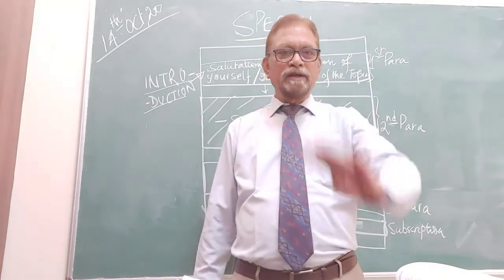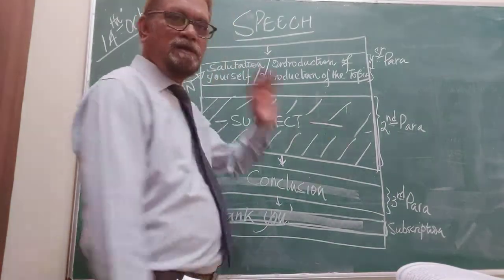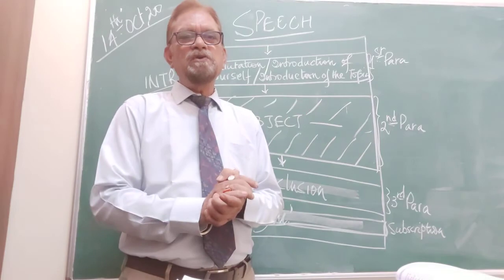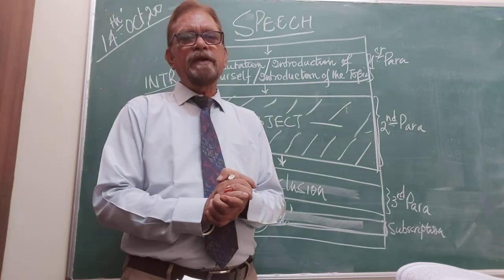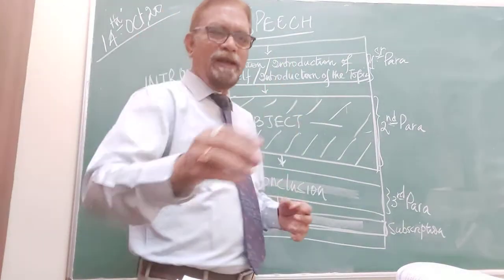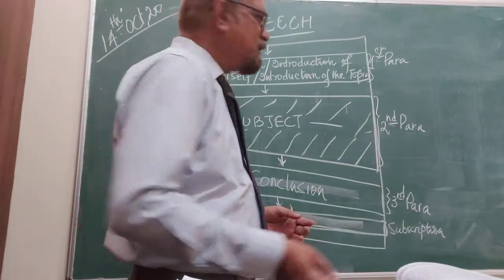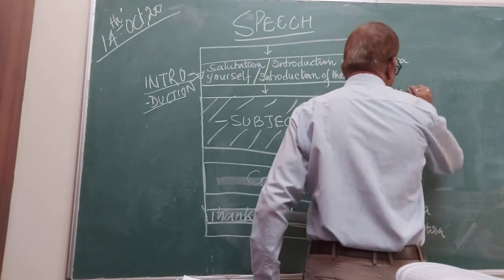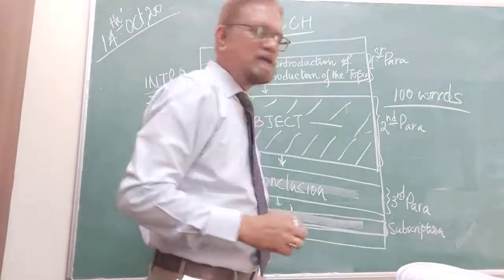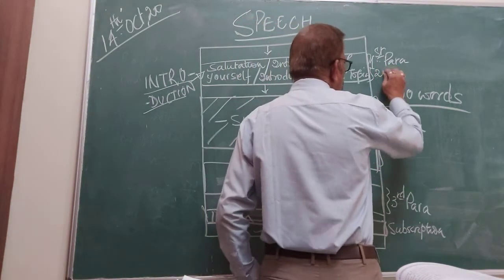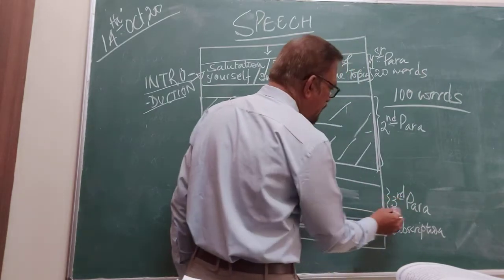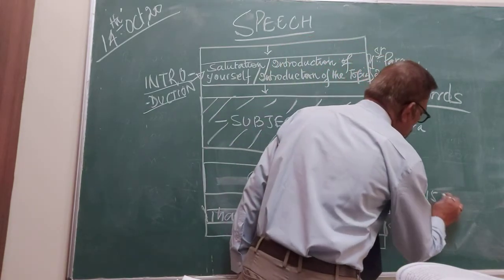So, 4 points that you have to keep in mind. Number 1, the first paragraph, the introduction. Normally the speeches you'll get are 100 to 120 words, maybe 80 to 100 words. So let us take an average. Let us assume 100 words. As this is 100 words, the introduction should be maximum 20 words. Then the conclusion, the third paragraph, should be maximum, say, 15 words.